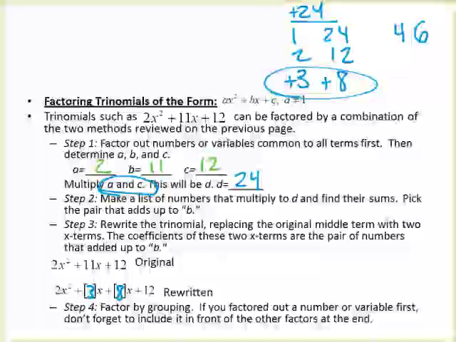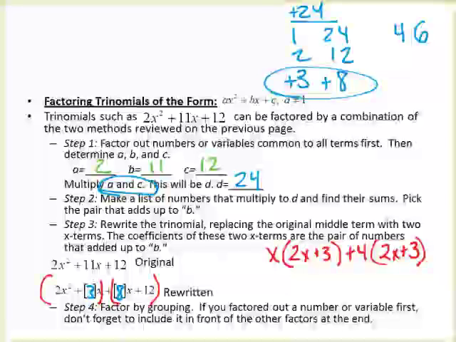The last step says factor by grouping. So we're going to take this and factor by grouping. Group up the first 2 terms, group up the last 2 terms. What is in common in those first 2 terms? An x. Leaving 2x plus 3. What's in common in the second group? 4. Leaving 2x plus 3. Like yesterday when we factored by grouping, those groups always have to match.